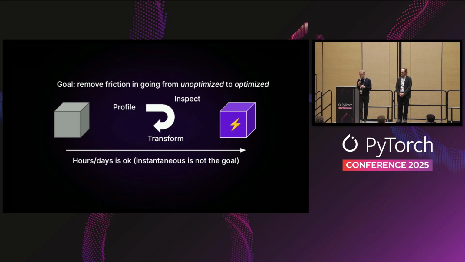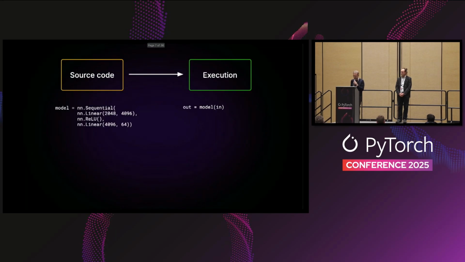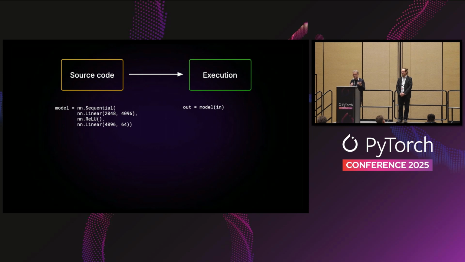That is our job. And so this is the design space that we are operating in. It's really like a tool rather than an out-of-the-box compiler. And this is what I mean. So suppose you have source code, a little more complicated than a sequential with a couple of linears, but that's the principle there. And you want to execute it.